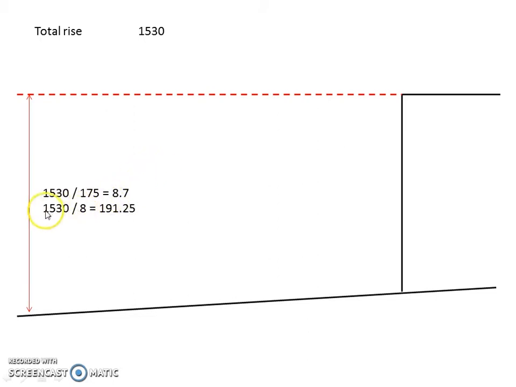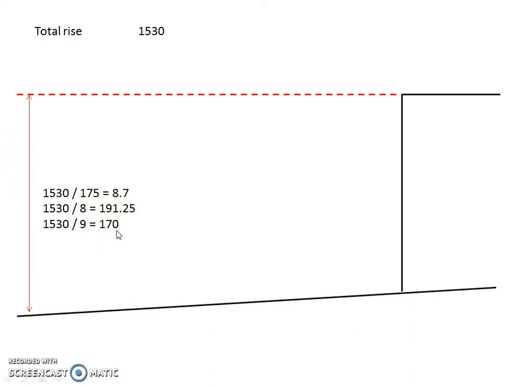So I'm going to pick one. I'm going to pick 8. I'm going to go 1530 divided by 8. That gives me a rise of 191. Now 191 I can't use. It's not legal. It's too big. So I'm going to have another go. Instead of rounding down, I'm going to round up. So 1530 divided by 9, that gives me 170. That's a good rise. I'm happy with that one.